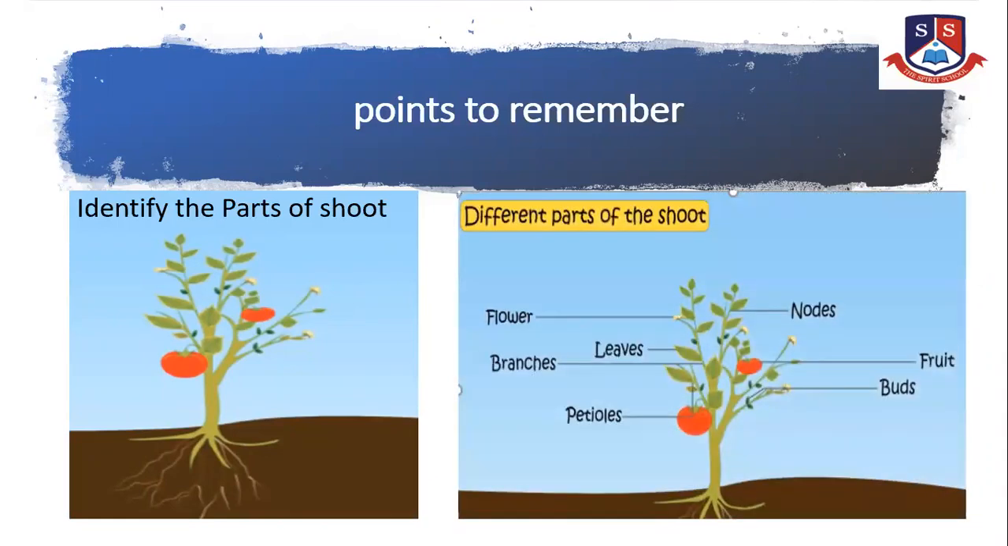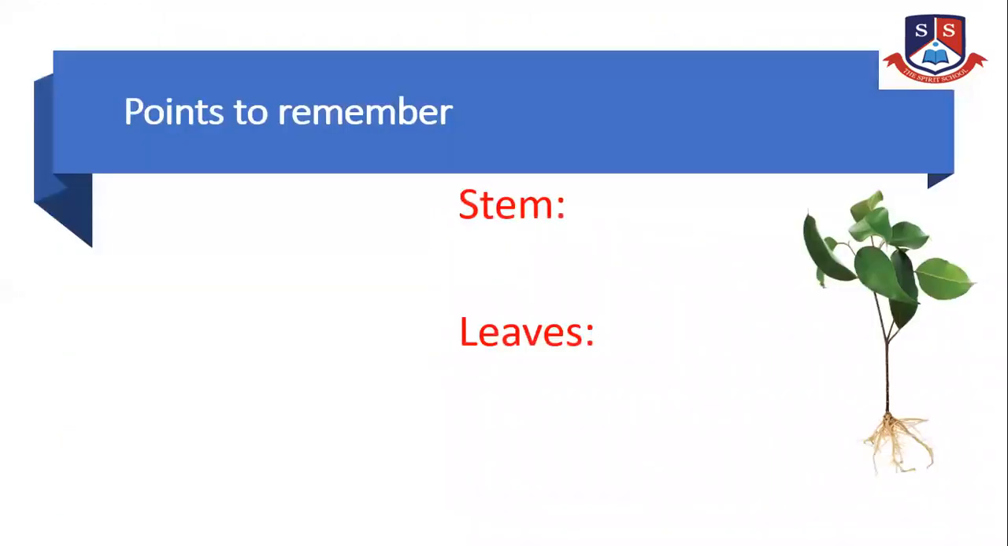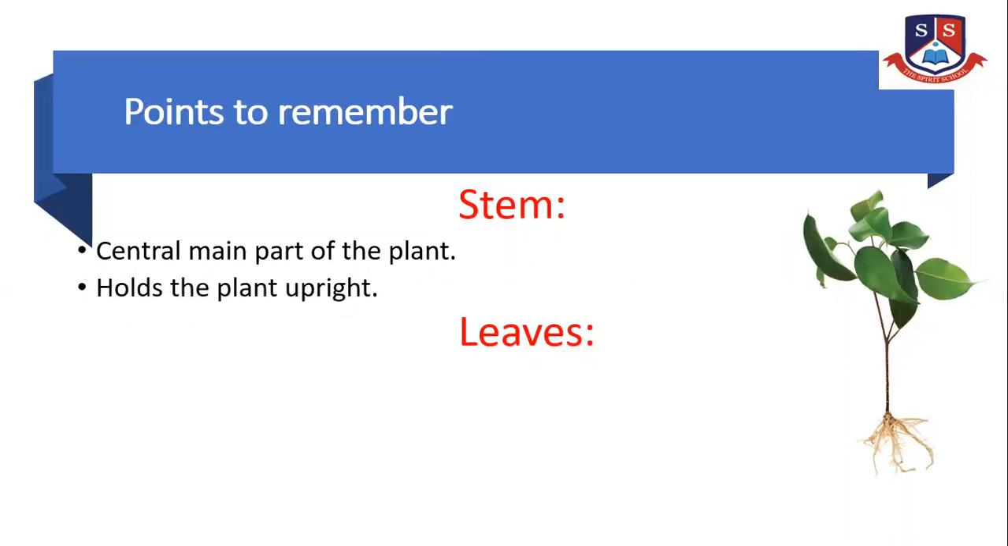Different parts of the shoots are nodes, flower, leaves, branches, petioles, fruit, and buds. Points to remember. So what is the function of stem? Stem is the central main part of the plant. It holds the plant upright.